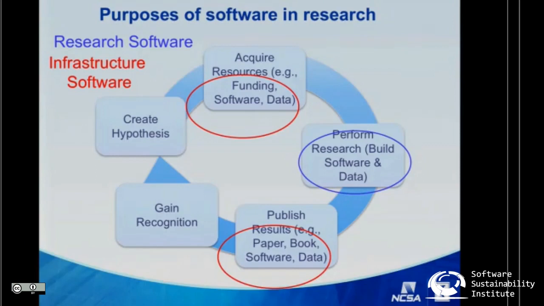For the purpose of software citation, we're mostly concerned with the infrastructure software, right? The things that you're getting that you want to cite, the things that you're giving to somebody else that they may want to cite when they use it later, and not as much the stuff that you're building internally that you're the only one using at that point. So when it moves from the blue circle to the red circle, then it becomes important to publish it and share it, and citation starts to play a role. Okay, if that makes sense, yeah, okay.